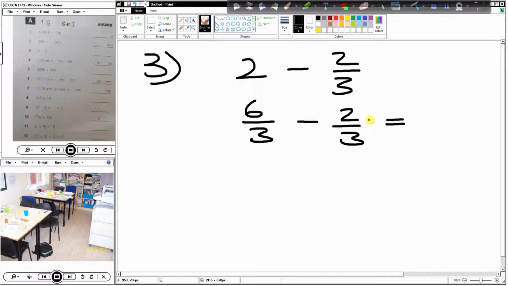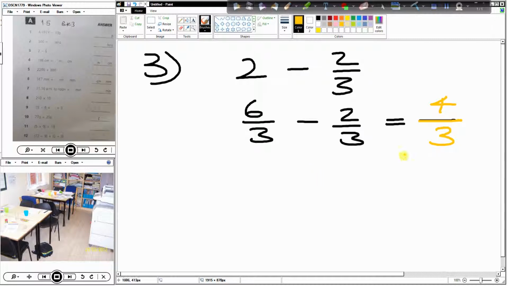In minus fractions, what do we do? We only minus the top numbers. 6 minus 2 will give you 4. The bottom numbers stay exactly the same. So 2 minus 2/3 is 4/3.